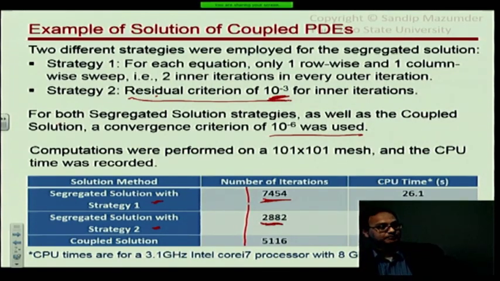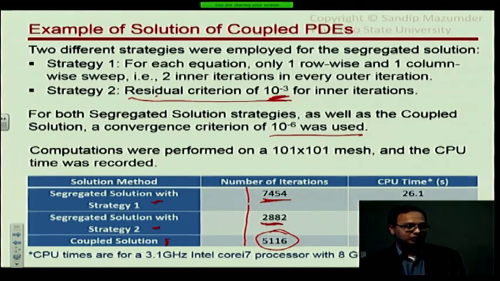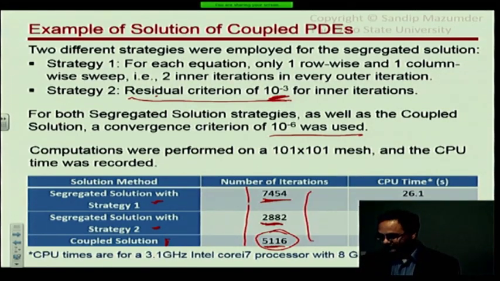And then when I do the coupled solver, this is the number of inner iterations of the coupled solver. So that's the number of ADI sweeps we are doing. Okay, so you can see there's a sort of a mix. Now, the interesting thing is the CPU time. Even though this outer iteration count is the lowest, the CPU time is the highest.